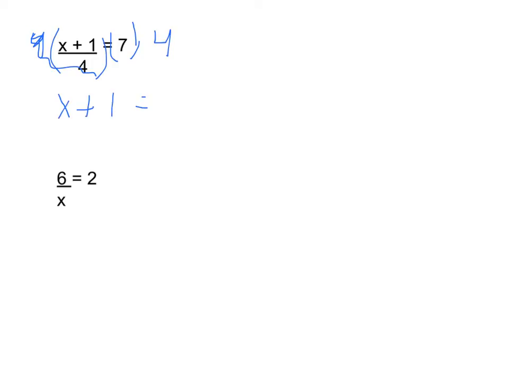And then the second side of the equation, 7 times 4 is 28. And now I can solve it. I don't have a fraction anymore. It just is getting rid of my fraction. So I'm going to subtract 1 from both sides. x equals 27.